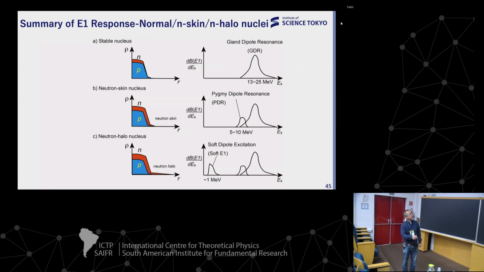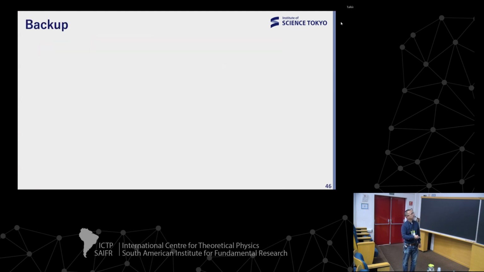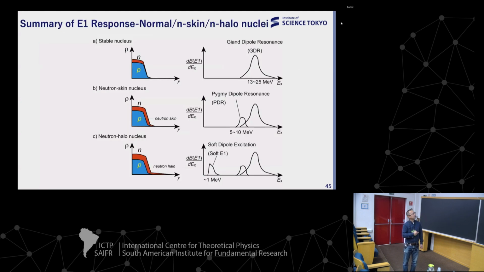So this is related to neutron skin physics. And for the neutron halos, we have this another mode due to this distribution. This is soft E1, we might call it. So please distinguish these two. Sometimes people mix them up, and sometimes people call PDR for soft E1. So we should be careful. That's it. So thank you very much for this part.